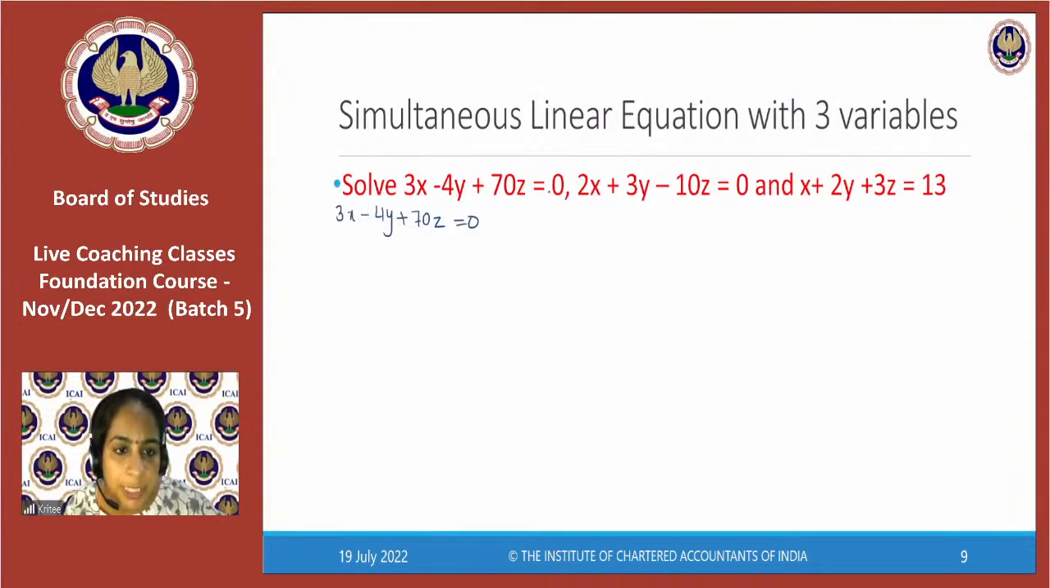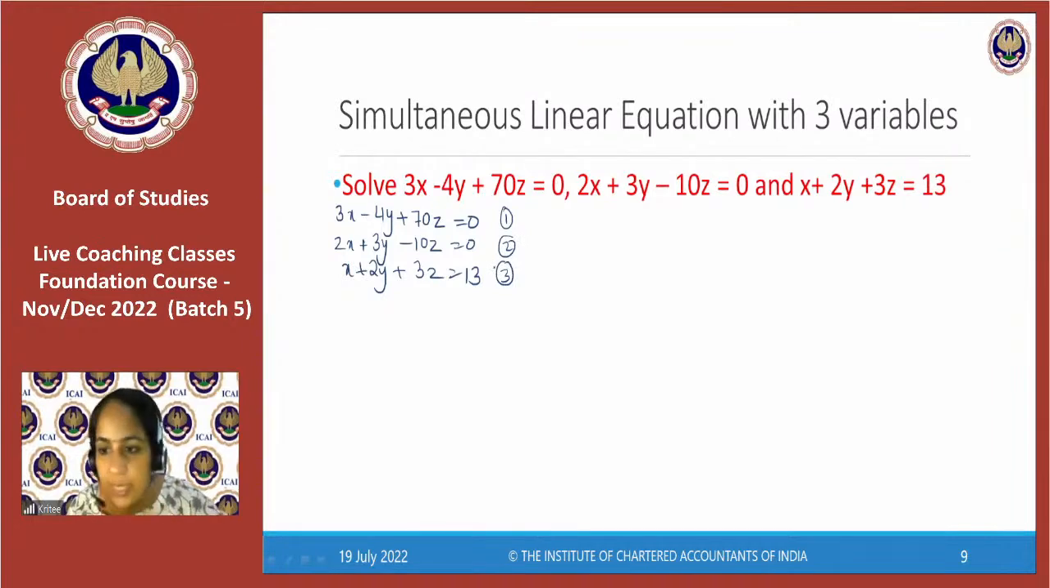Okay. So 3x minus 4y plus 70z is equal to 0. 2x plus 3y minus 10z is equal to 0. And the third equation says x plus 2y plus 3z equals 13. These are the 3 equations, and we can use any of the methods. Trust me, there's no restriction on the method. We will try to make these 3 variables into 2 first. From 2, we'll come to 1, and then we'll get the answer. We'll substitute in the 2, and then in the 3.